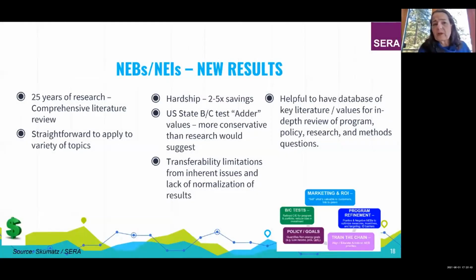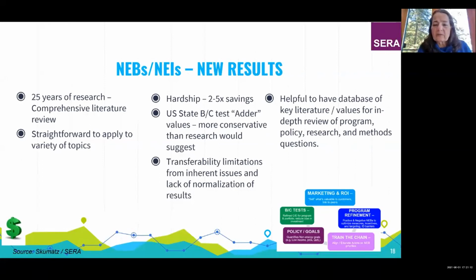Finally, in summary, there's more than 25 years of research in NEBs, and we've done a comprehensive lit review that shows you that it's really straightforward to apply the existing NEBs research to a number of different kinds of topics. To hardship, where savings are multiples of the energy savings. To the U.S. benefit cost test analysis work, where it shows that the adders that are in place are far more conservative than research would suggest is appropriate, or at least justifiable.